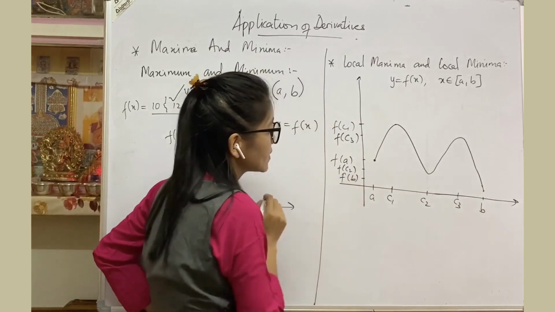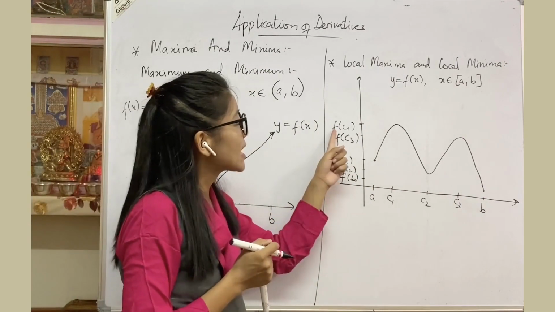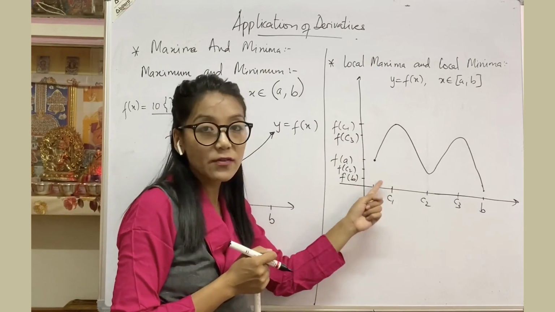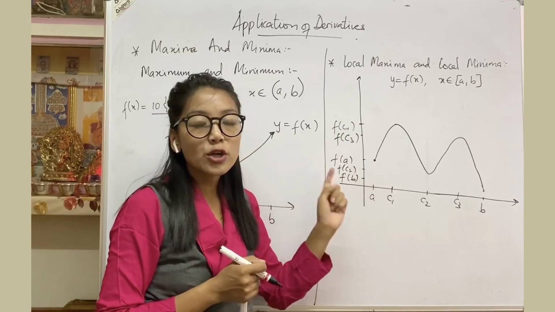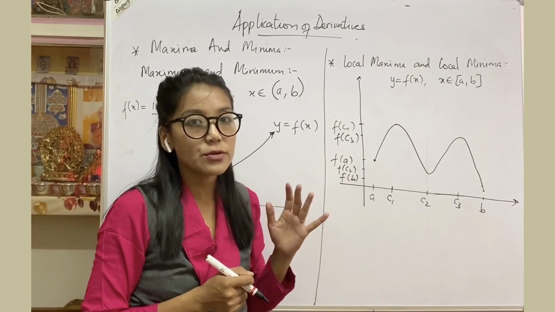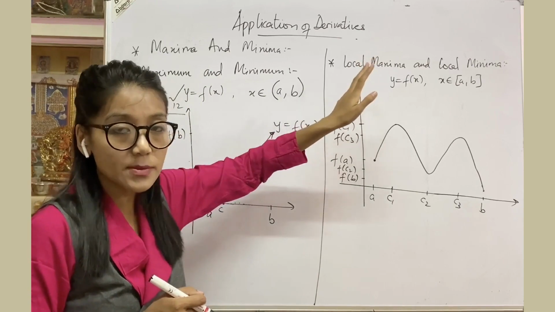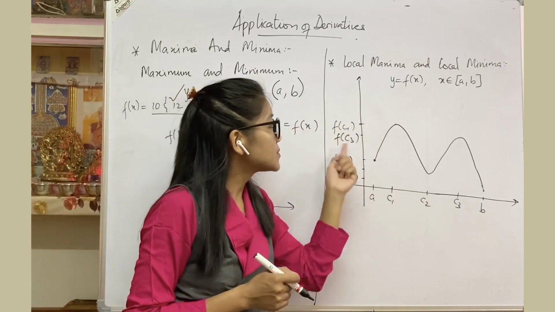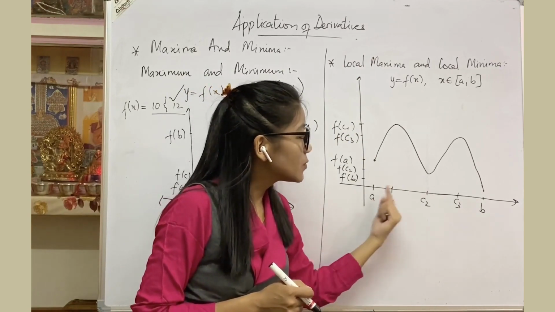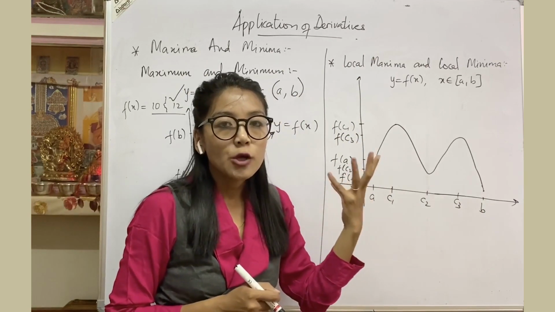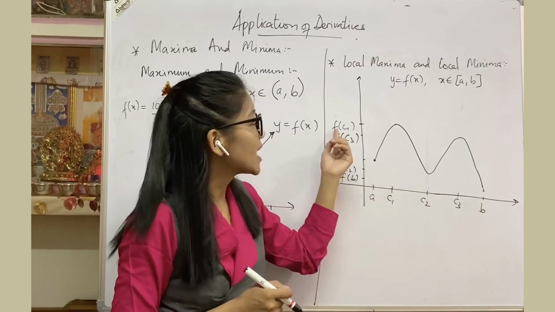Now we have this graph. What is the maximum value of the function? It is f(c1), because at c1 the function is attaining its maximum value. So we say that c1 is the point of maximum value of the function. I'm just talking about maximum and minimum, not yet local maxima and local minima. So f(c1) is the maximum value, which means if you take any point within the interval [a, b], there will be no function value which will exceed f(c1).